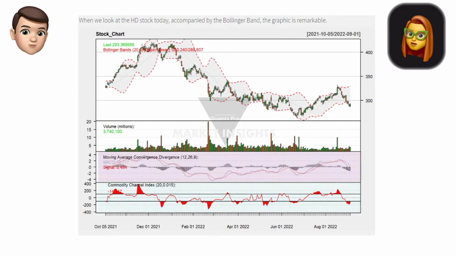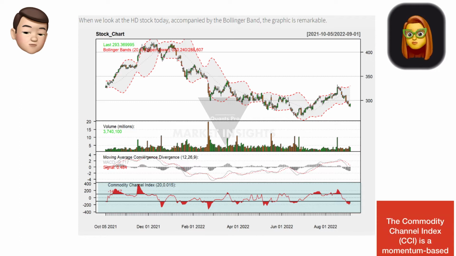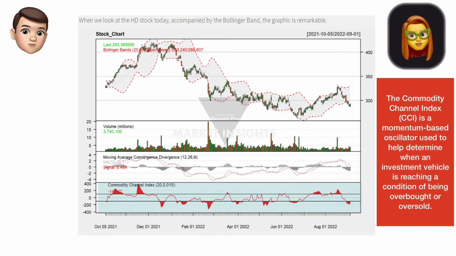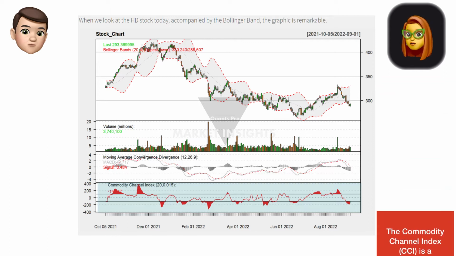Finally, let's examine the commodity channel index oscillator embedded in the graph at the bottom. This indicator gives information about the deviation levels from the price trend. When the chart is carefully examined, it is seen that the price action is outside the oscillator band. In this case, it can be said that there is excessive buying activity in the share price.